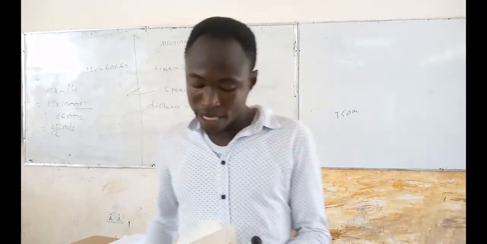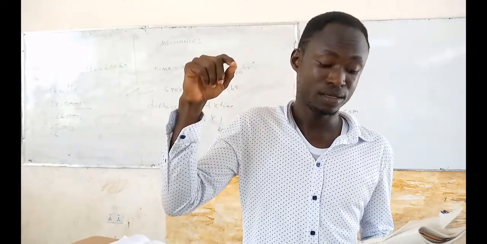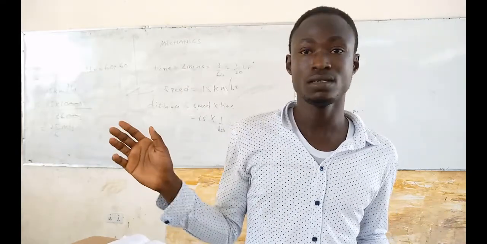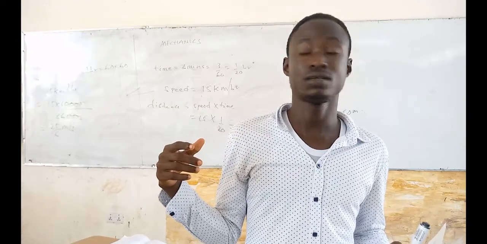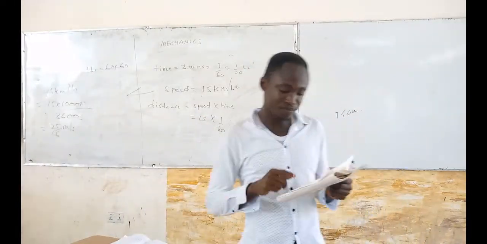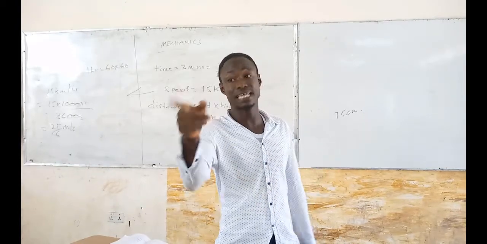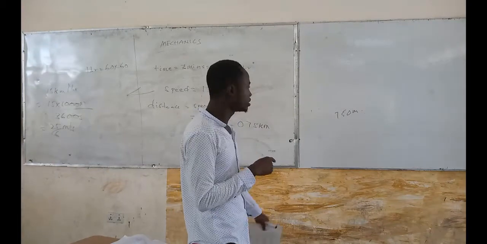Find also the time taken by this body to travel 200 meters at the same speed. So you see the question is quite clear. And what is the speed we are talking about here? 15 kilometers per hour. But you realize that in the second part of the problem, we have a distance in meters. That's why it calls for these conversions sometimes.